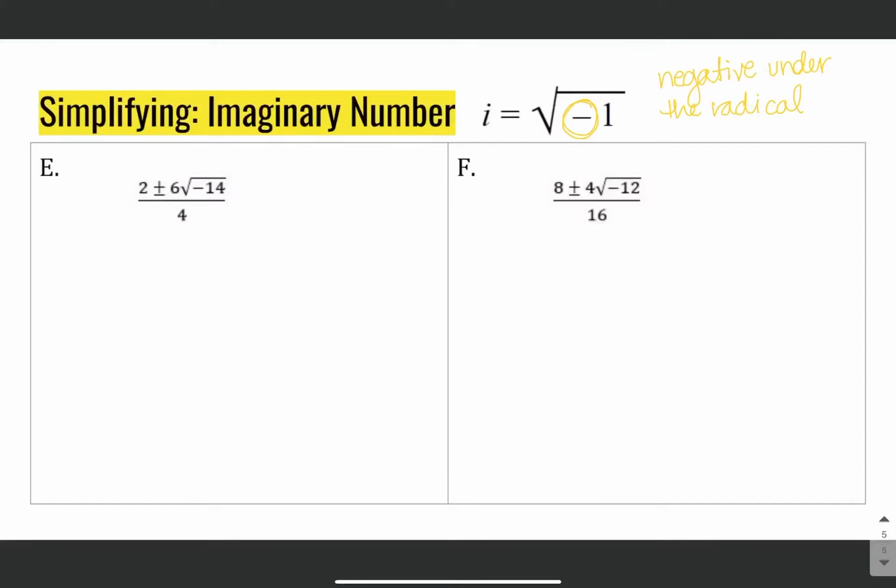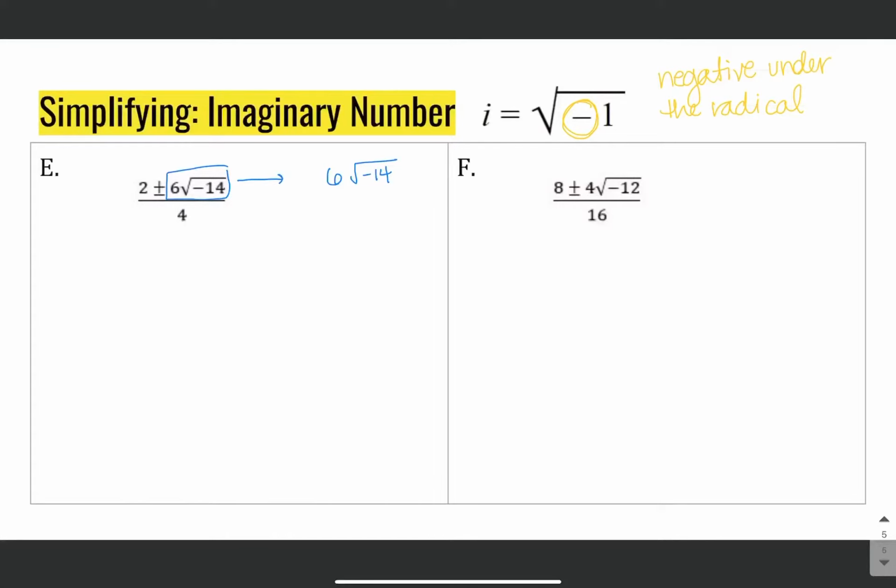So, just like before, I'm going to look at my problem. I'm going to look for the radical and the coefficient. And again, I'm going to bring this to the side so that we can simplify.